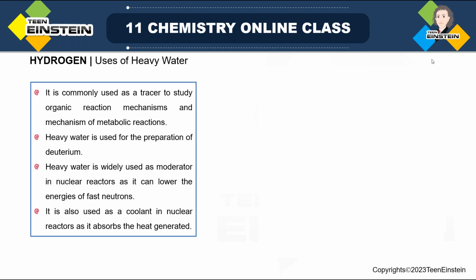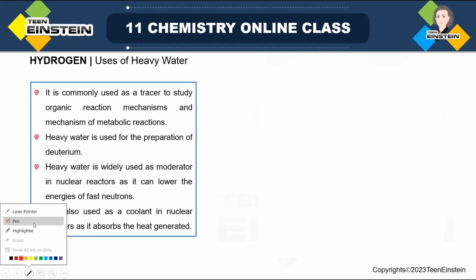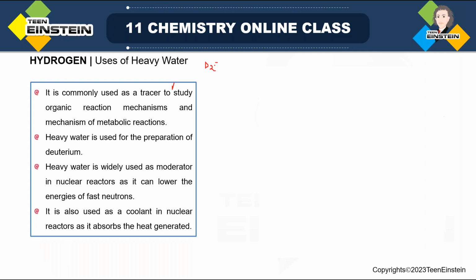So uses of heavy water. Heavy water means D2O. Fine. So this is heavy water. Now it is commonly used as a tracer to study organic reaction mechanism. We know that when we break the oxygen-hydrogen bond of a water molecule, and when we break the oxygen-deuterium bond, the bond energies are not the same. To break the O-H bond is comparatively easier, but to break the oxygen-deuterium bond is comparatively difficult.